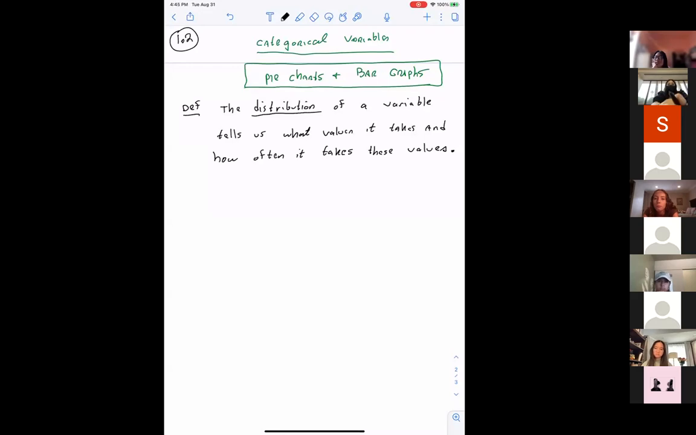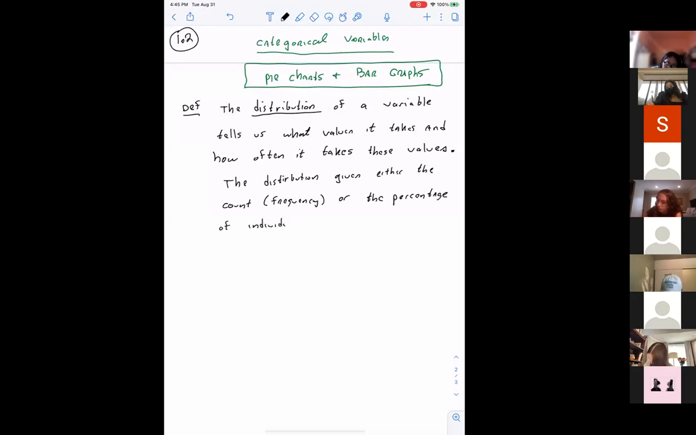So to continue, the distribution gives either the count, which is the frequency technically means count, or the percentage of individuals who fall in each category. So far, so good.